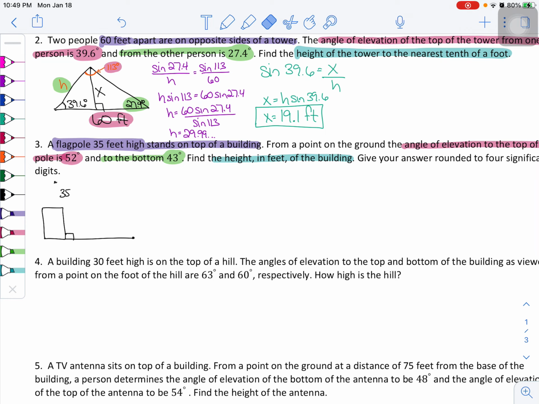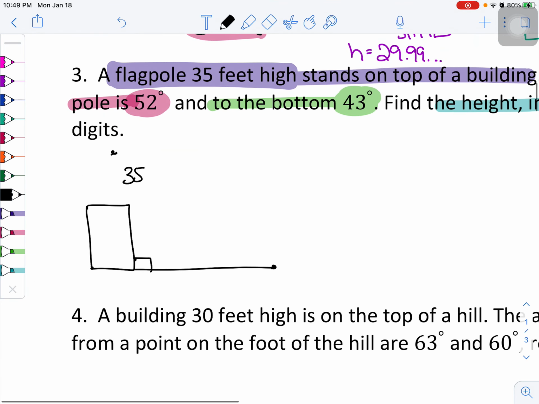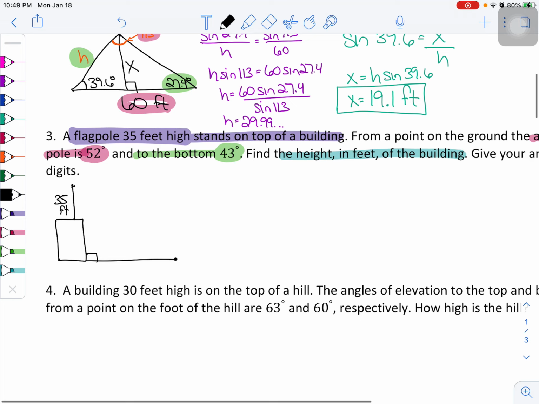The angle of elevation to the top of the pole, now this is where I'm going to actually take out some of a pretty picture here. I'm going to take out the actual flag. Hold on a second. That looks awful. All right, there we go. And I'm going to slide the 35 to the other side just so I'm not confusing myself in the picture. So 35 feet for the pole.